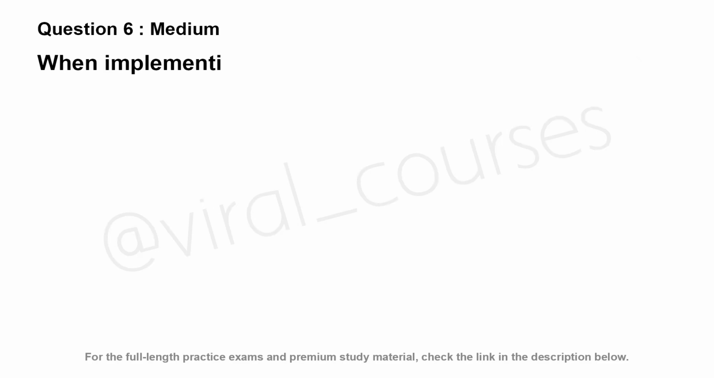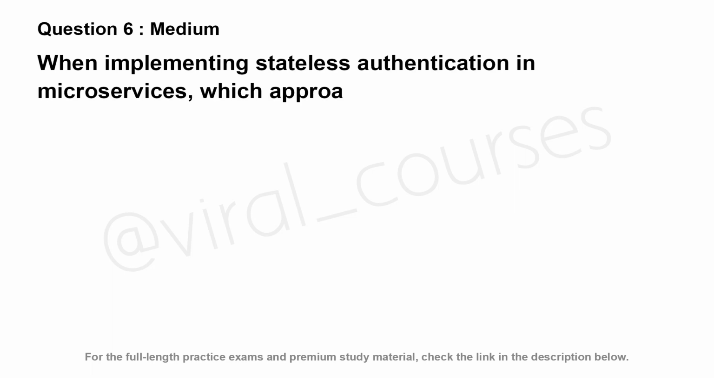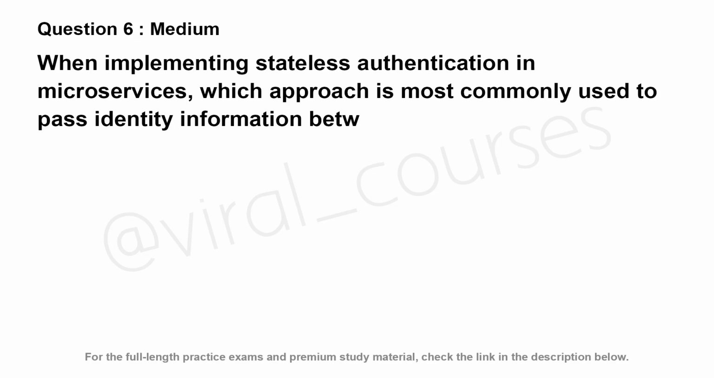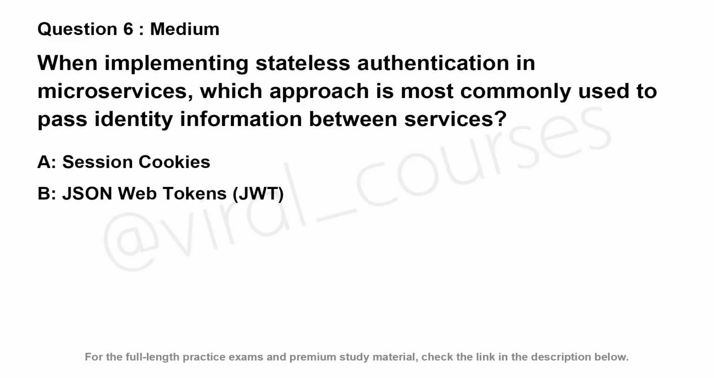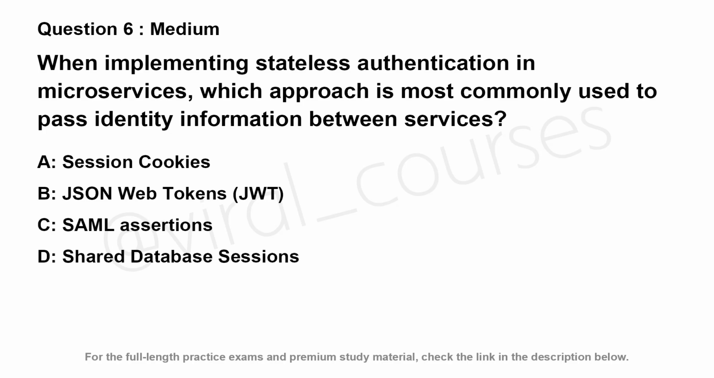When implementing stateless authentication in microservices, which approach is most commonly used to pass identity information between services? Option A, session cookies. Option B, JSON Web Tokens, JWT. Option C, SAML assertions. Option D, shared database sessions.